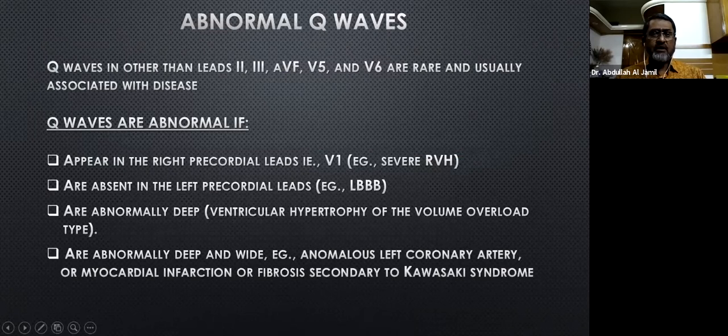Abnormal Q waves. Q waves in leads other than 2, 3, aVF, V5 and V6 are rare and usually associated with disease. That is, in these five leads, normally Q waves are present in children. Q waves are abnormal if they appear in the right precordial leads, for example in V1, that is severe RVH; are absent in the left precordial leads, for example left bundle branch block; are abnormally deep, as in ventricular hypertrophy of the volume overload type; or are abnormally deep and wide, for example anomalous left coronary artery, or myocardial infarction or fibrosis secondary to Kawasaki syndrome.